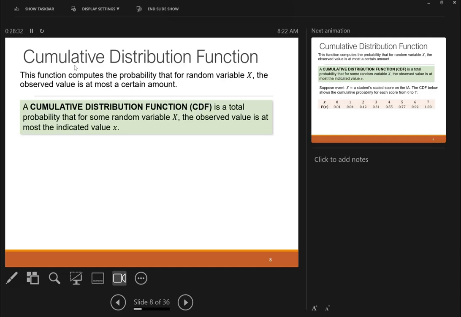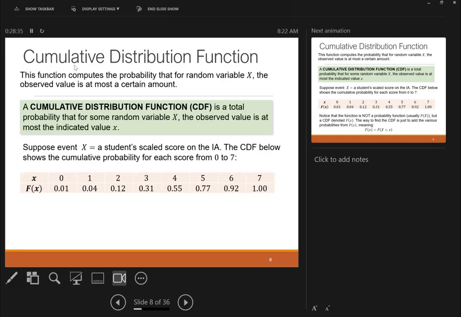Okay. So to make this a non-calculator problem, we could give you a table of values like this. This is an example of a CDF. The probability that x is less than or equal to 0 is 0.01. The probability that x is less than or equal to 1 is 0.04. The probability that x is less than or equal to 2 is 0.12. And so on, until the probability that x is less than or equal to 7 is 1, because the only outcomes here are the values between 0 and 7, right?